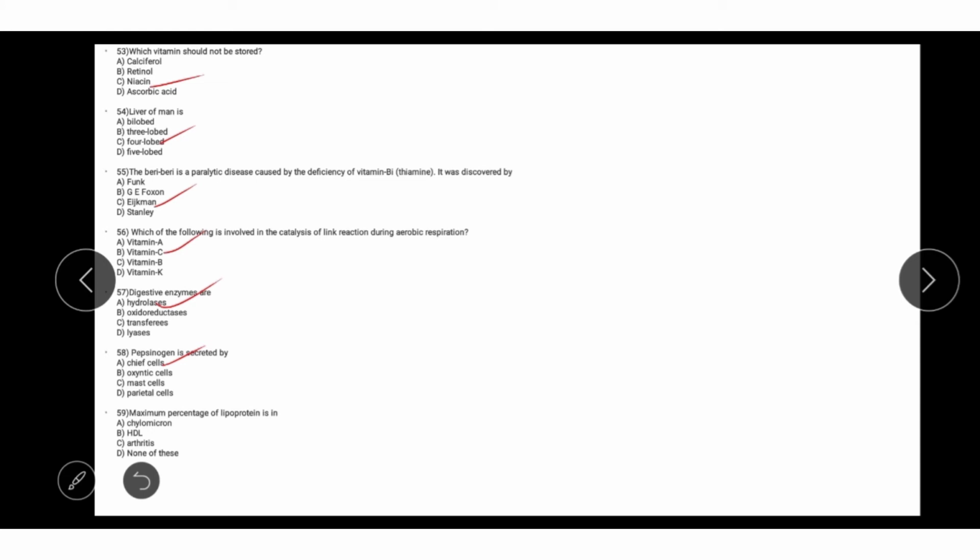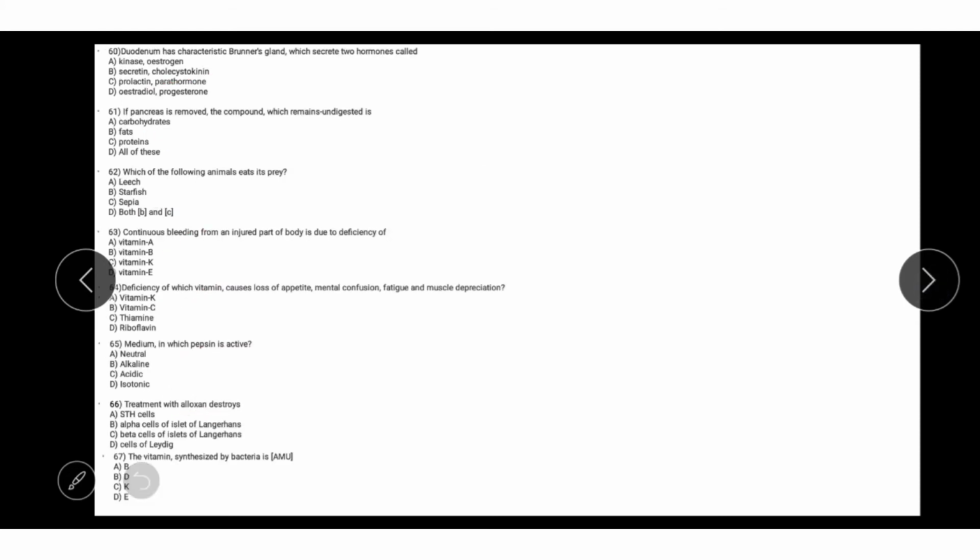Maximum percentage of lipoprotein is in chylomicron. Duodenum has characteristic Brunner's gland which secrete two hormones called secretin and cholecystokinin. If pancreas is removed, the compounds which remain undigested are carbohydrates, fats, proteins. All of these remain undigested.